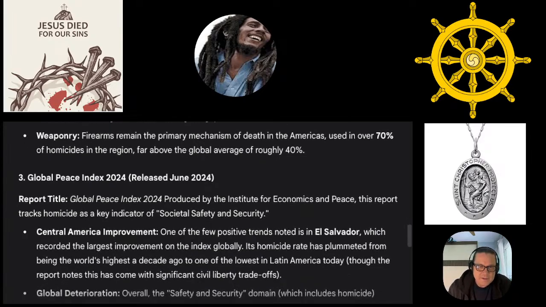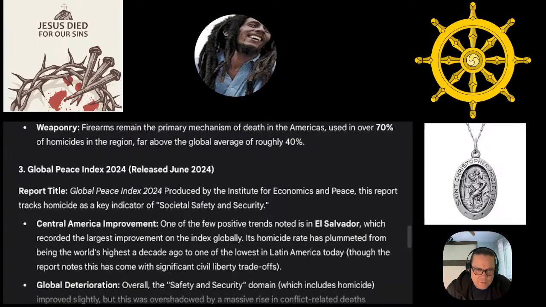The Global Peace Index for 2024 was released in June of 2024. Report title: Global Peace Index 2024, produced by the Institute for Economics and Peace. This report tracks homicide as a key indicator of societal safety and structure.